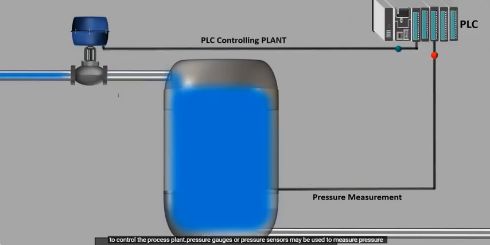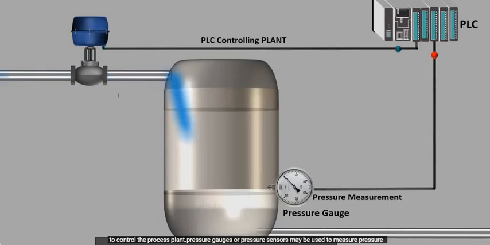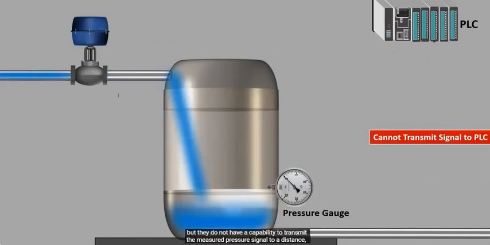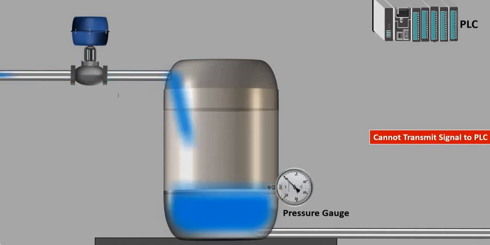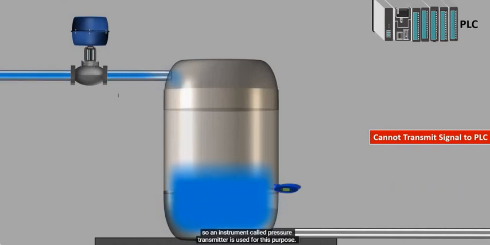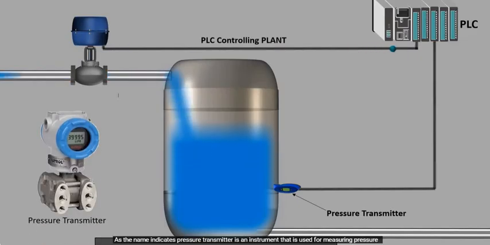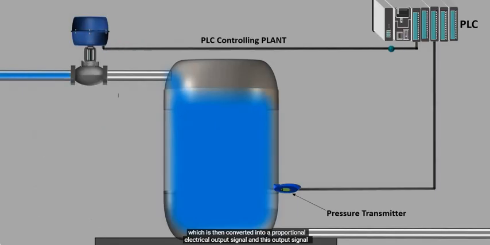Pressure gauges or pressure sensors may be used to measure pressure, but they do not have a capability to transmit the measured pressure signal to a distance. So an instrument called pressure transmitter is used for this purpose. As the name indicates, pressure transmitter is an instrument that is used for measuring pressure, which is then converted into a proportional electrical output signal, and this output signal is then transmitted to a control system like PLC.